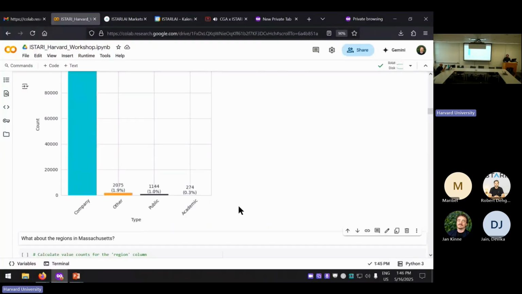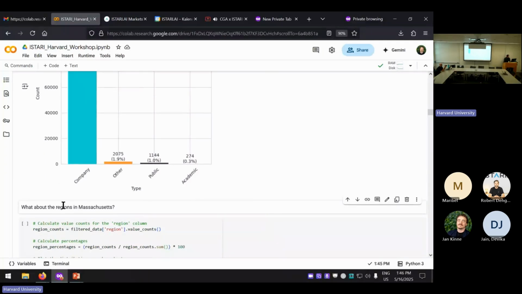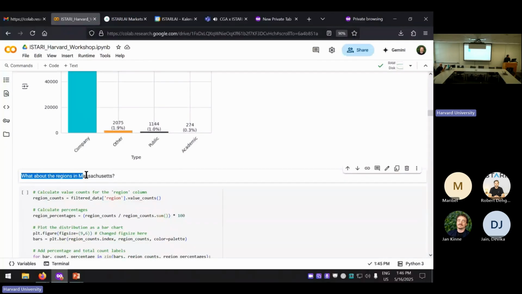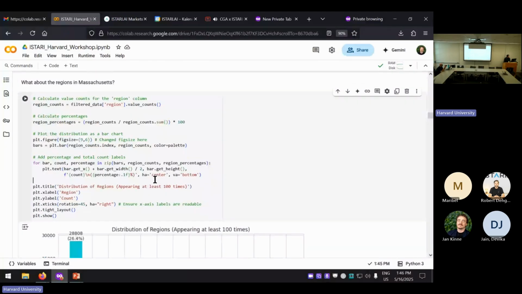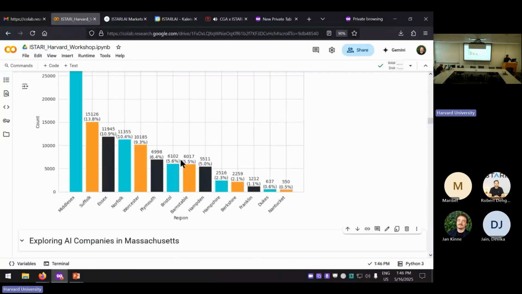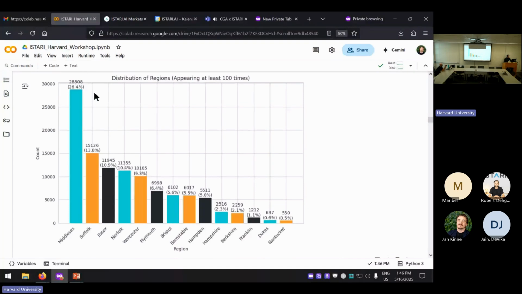And now this data set is open to any kind of stuff you want to look at. So the first thing we do here is have a look at the regions that are present in the data set. And here we can see that 26% are in Middlesex County. I think this is the one for Boston, right? I guess so. Middlesex is, I think, Boston. And those are the different regions that we have in the data set.